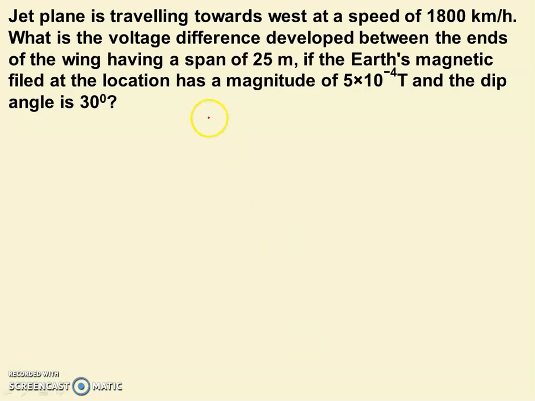Now this is question number 2. A jet traveling towards west with the speed 1800 km per hour. What is the voltage difference produced between the ends of the wings having a span of 25 meters, if the earth's magnetic field at the location is of magnitude 5 into 10 to the power minus 4 Tesla and the dip angle is 30 degrees? Now this is the magnetic field and this is the dip angle, right?